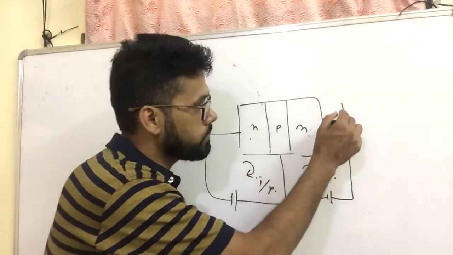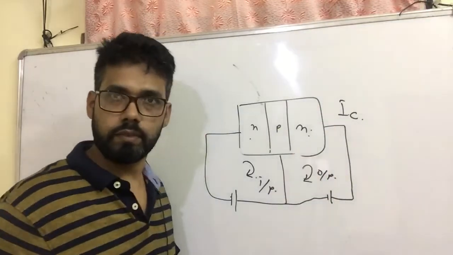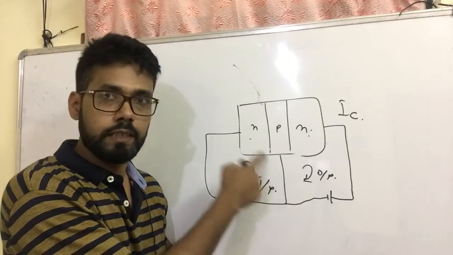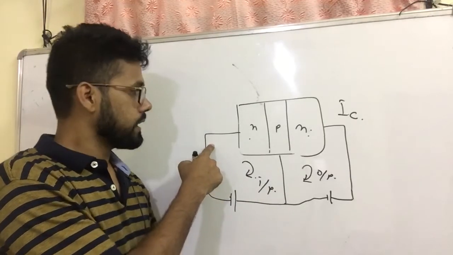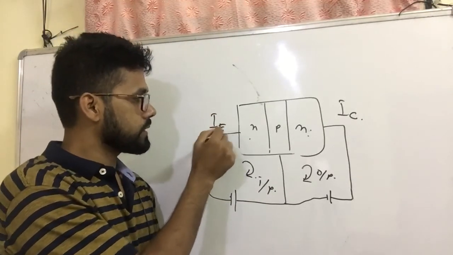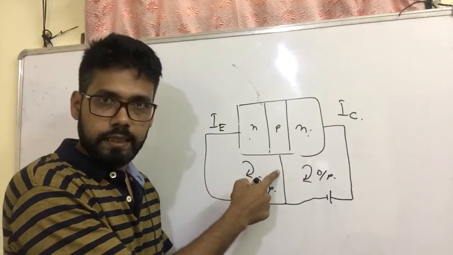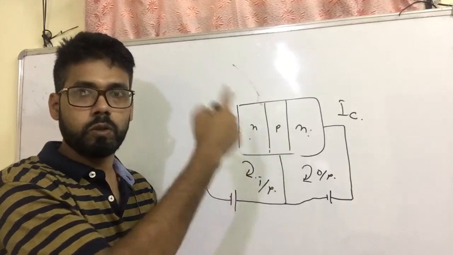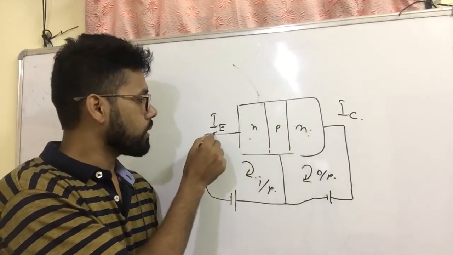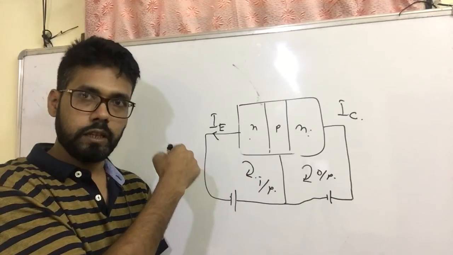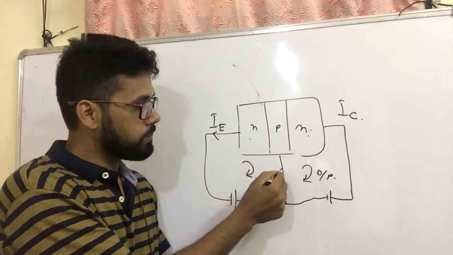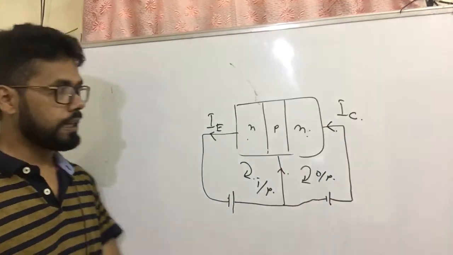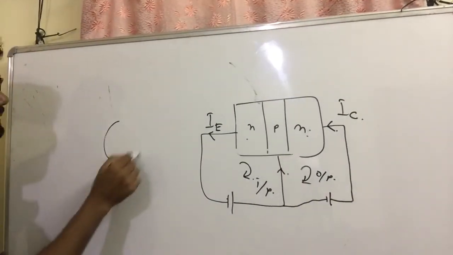Output current is always represented by the collector current. Input current in this circuit may be the base current or the emitter current. This is the emitter current, and then the base current. This is an NPN transistor. NPN means not pointing in, so the emitter current will be in the outward direction. Once it is outward, as per Kirchhoff's law, the base current will be in the inward direction. Clear?